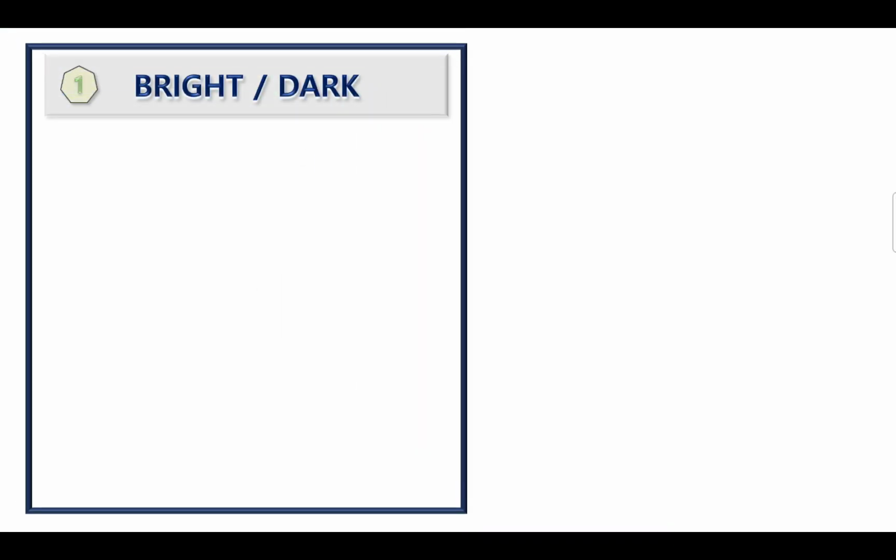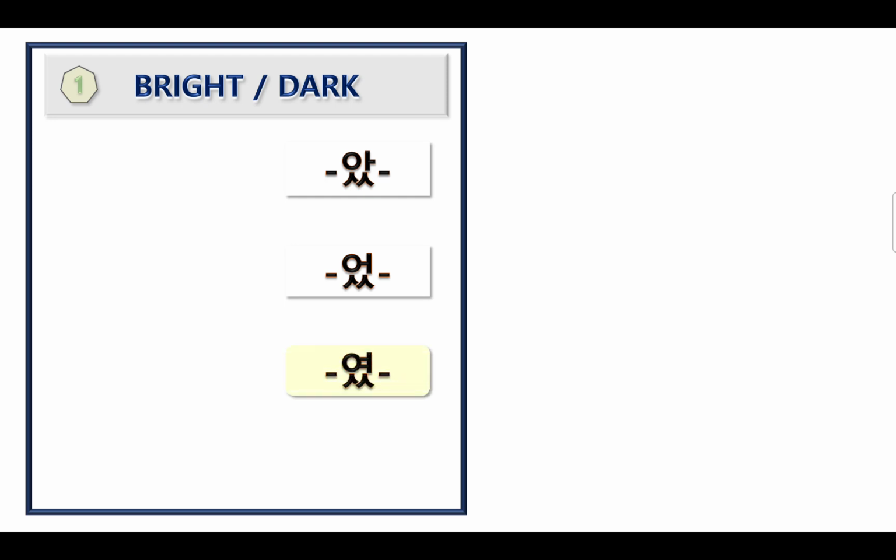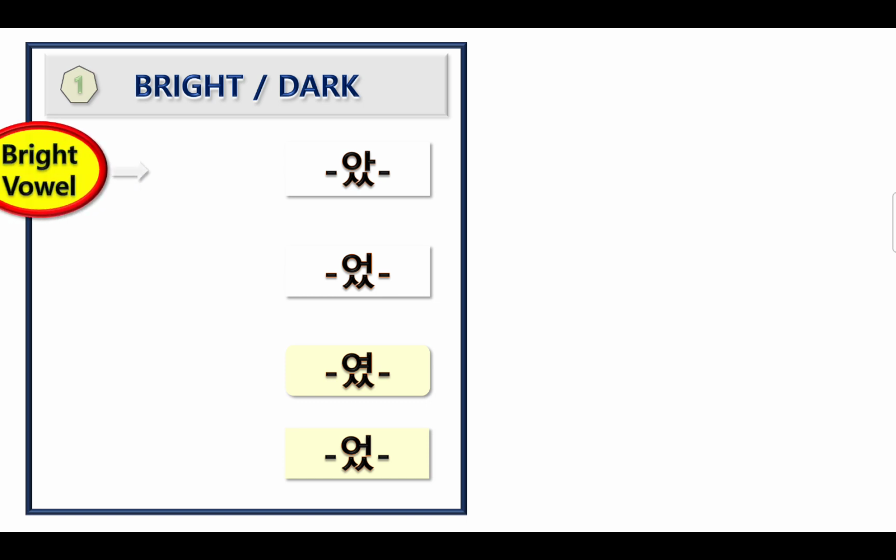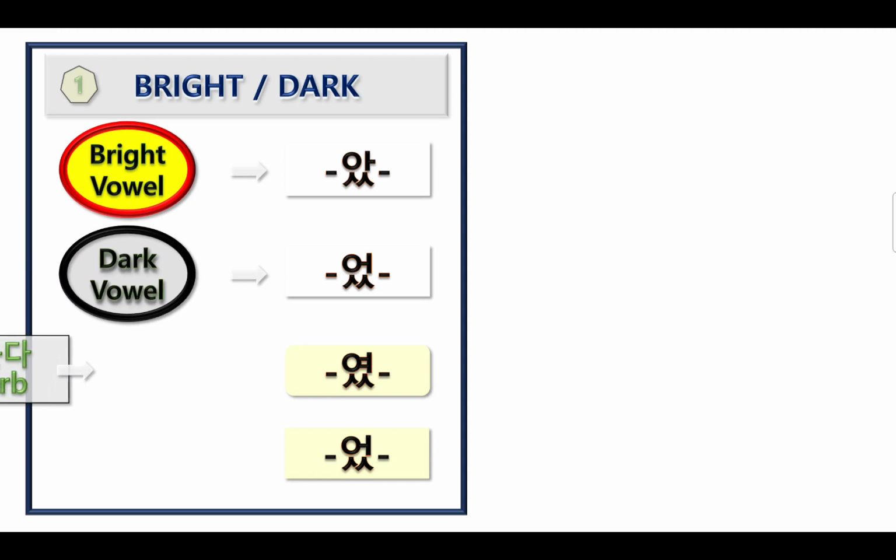And the next slide is the same as when we made present tense. Now we are making past tense. So step one is still the same: bright vowel, dark vowel. When it is a bright vowel, we put 았, not ayo now. And dark vowel 었, and 였 is for the hada verb. And 었 is also for the verb be.